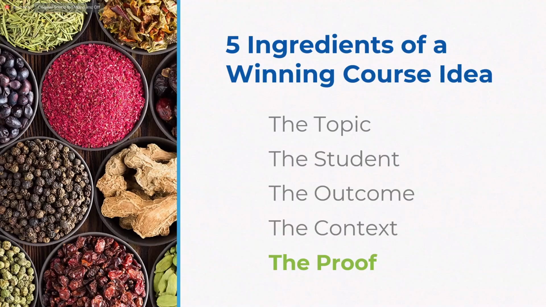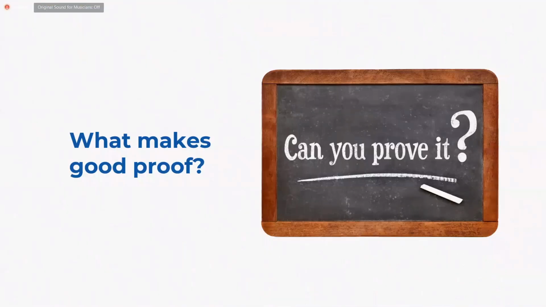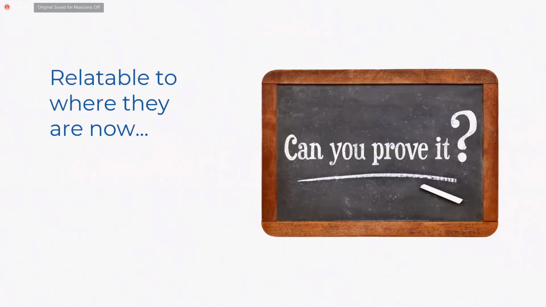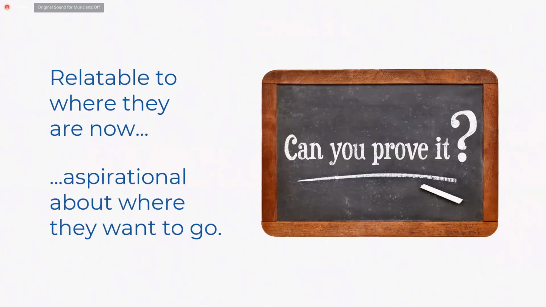Now, odds are, for most of you at least, there are more than one thing that you could point to. So you have to choose. And that raises the question of, well, what makes really good proof? And there are two things. Good proof is relatable to where they are now and aspirational about where they want to go. So relatable means it speaks to demographics, circumstances, skills that are relatable to them. Aspirational is about outcomes. So you want to choose based on who you think your customer would relate to most in terms of where they are and who they are, and in terms of the outcome that they want.